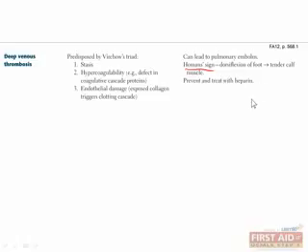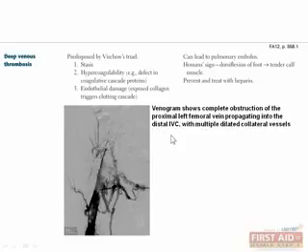Now, if you make the diagnosis of DVT, how would you treat it? Well, treatment mostly involves anticoagulation with low molecular weight heparin and warfarin. This keeps the clot from expanding and greatly reduces the chance of a pulmonary embolism. Here's a case of a 15-year-old girl taking oral contraceptives whose left leg became severely swollen after a long airplane ride. As you can see, there is complete obstruction of the proximal left femoral vein propagating into the distal IVC with multiple dilated collateral vessels.